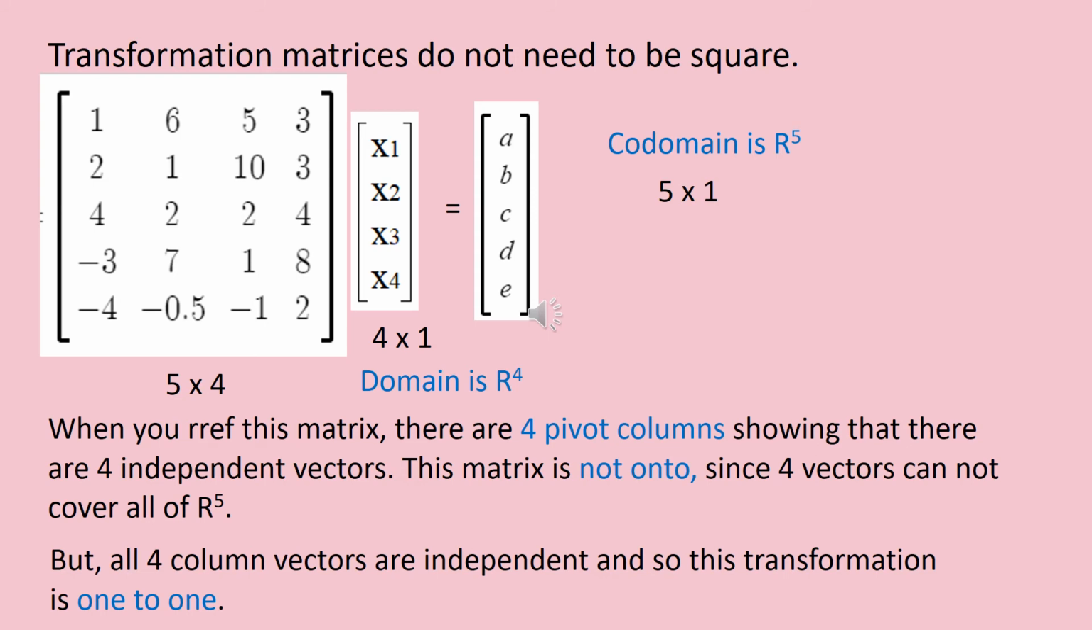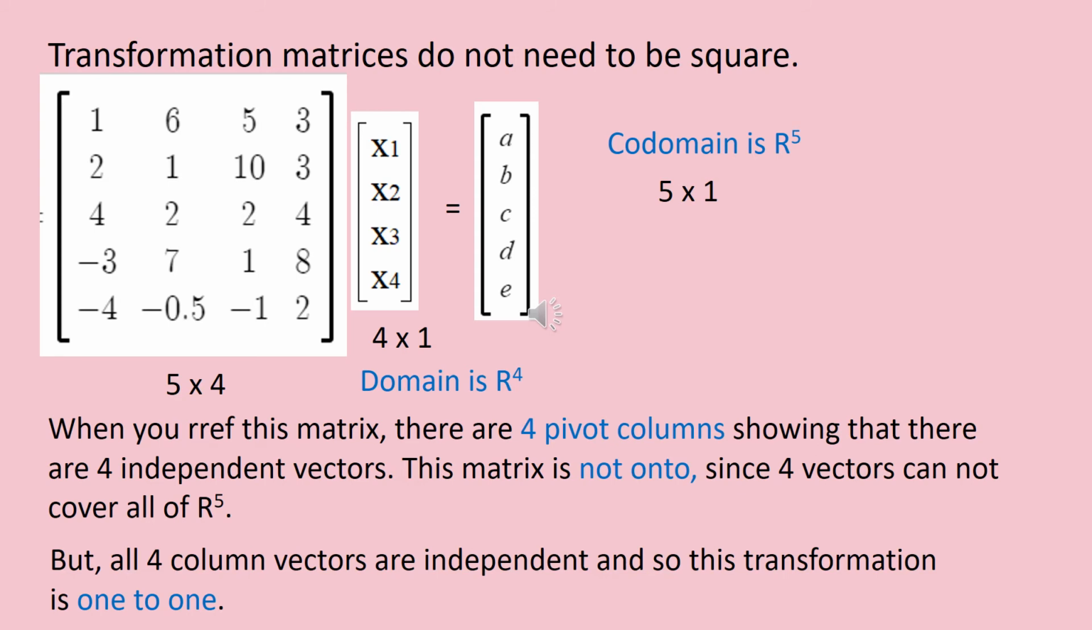When we RREF this particular matrix, we would see that there are 4 pivot columns, showing that there are 4 independent vectors. So this matrix is not onto, because 4 vectors cannot span all of the 5th dimension. So it is not onto. But all 4 vectors are independent, and so this transformation actually is one-to-one. To get any vector in R5, there's only going to be one vector in R4 that will map to it.